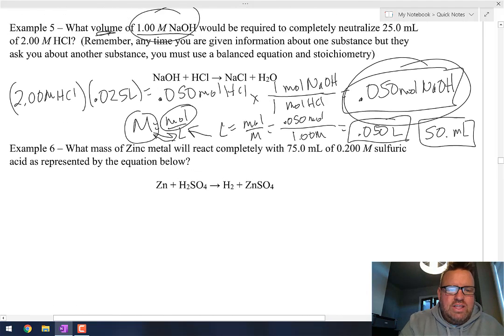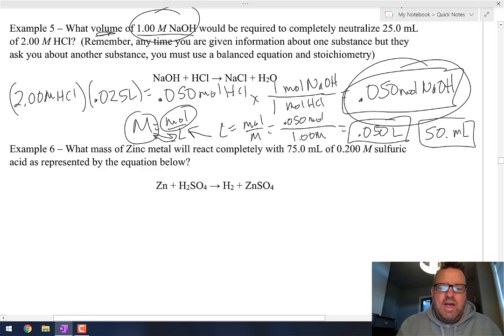Okay, and then our last one, dealing with this. What mass of zinc metal will react completely with 75 milliliters of 0.2 molar sulfuric acid as represented by the equation below? So first of all, is this equation balanced? It looks like yes, it is. Everything is a 1.